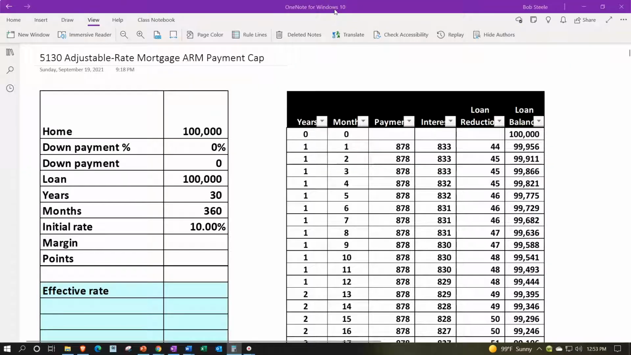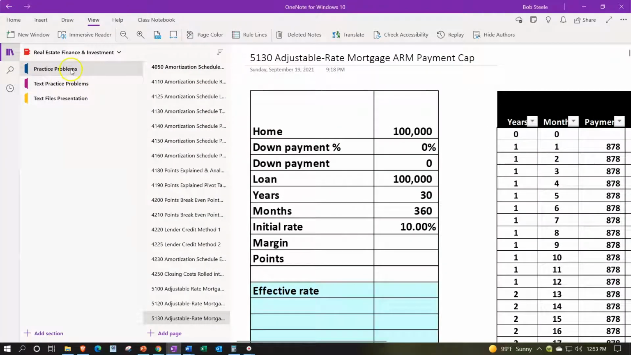If you have access to OneNote and would like to follow along, you're not required to, but if you would like to, we're in the icon on the left-hand side, Practice Problems tab, down in the 5130 Adjustable Rate Mortgage ARM Payment Cap tab. Also note, when using OneNote, take a look at the Immersive Reader tool. Our presentations are also in the text area, same name, same number, but with transcripts. Transcripts can be translated into multiple different languages and either listened to or read in them.